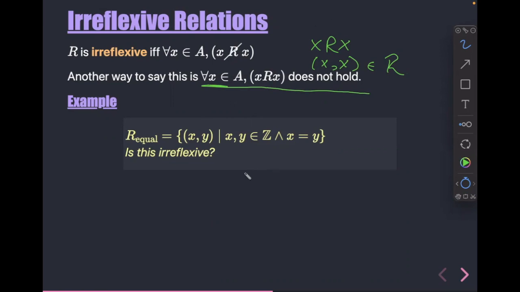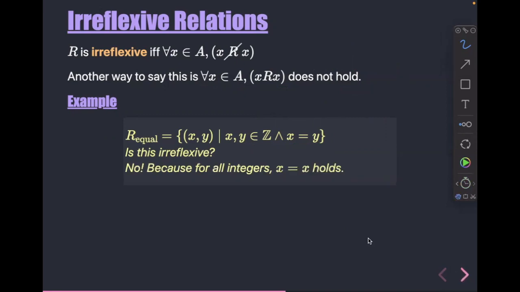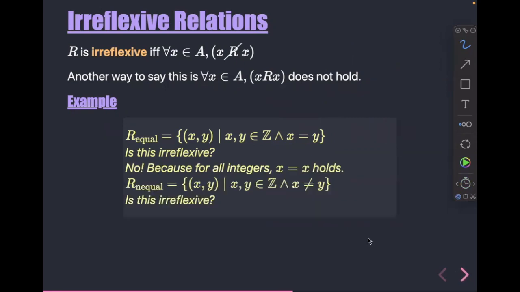And again, we can go back to our example of x and y, where x and y are integers, and we're seeing if x equals y. So xRx, well, you are going to find that to be true for every x, right? So you're going to find a counterexample, a place where this is not true. Like (1, 1) is going to be in R. You can think of that as your counterexample. So it's not true that for all x, xRx does not hold. Therefore, no, it is not irreflexive. For irreflexive, it has to hold for every element. So no, because for all integers, x equals x holds.